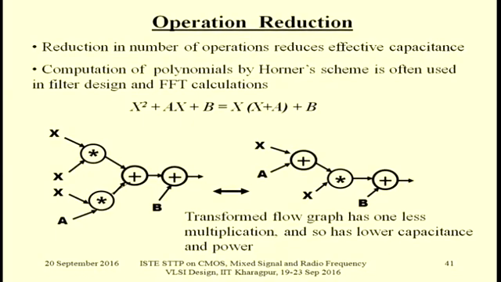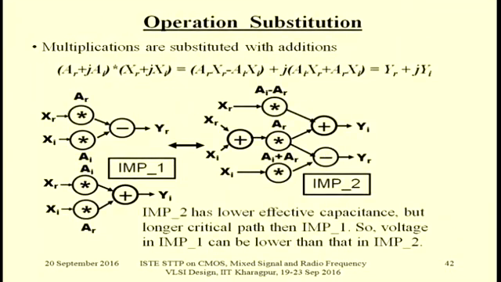This example we have taken, see, Horner's scheme for polynomial multiplication is well known. So if you do this, you see that the number of operations can be reduced. So for x square plus ax plus b, here we see that the number of multipliers is 1 less. Okay. So that calls for lower capacitance and hence lower power, because we have to remember the very important equation, C VDD square multiplied by F. Here what we see is that for complex operations, multiplications are substituted with additions.